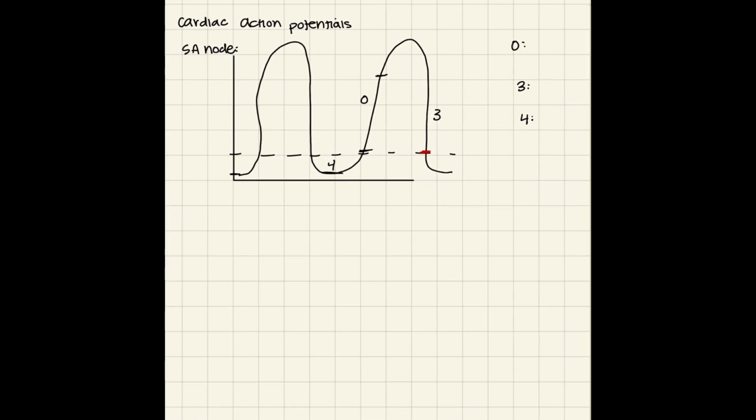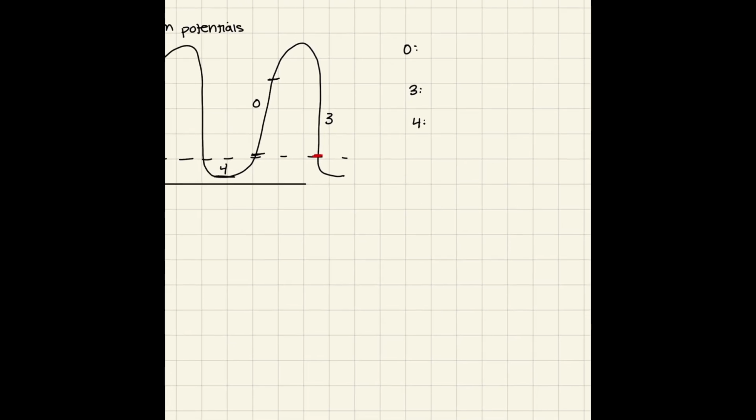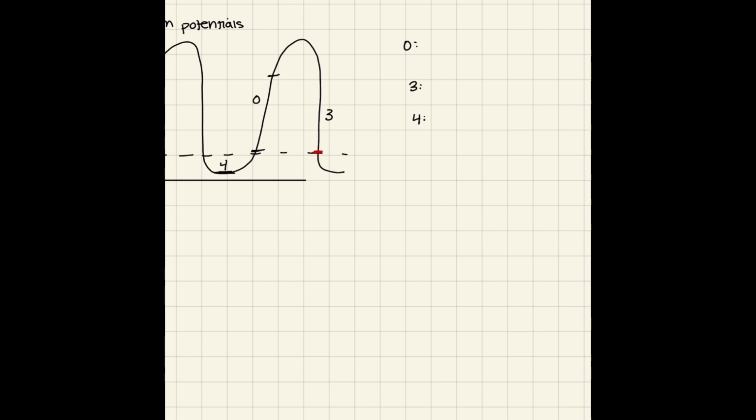In the SA node, there is no real resting membrane potential. So these cells just go from hyperpolarized to depolarized, action potential, hyperpolarized, depolarized, action potential, that cycle. This part of the action potential right here we call phase 4. It's when channels called HCN channels are open. And these channels are sodium channels.